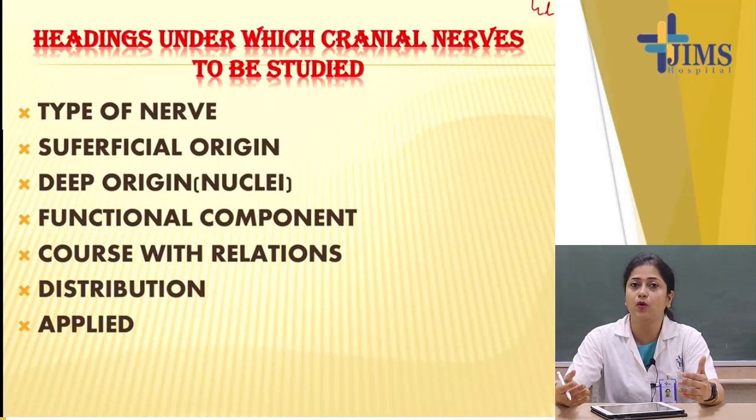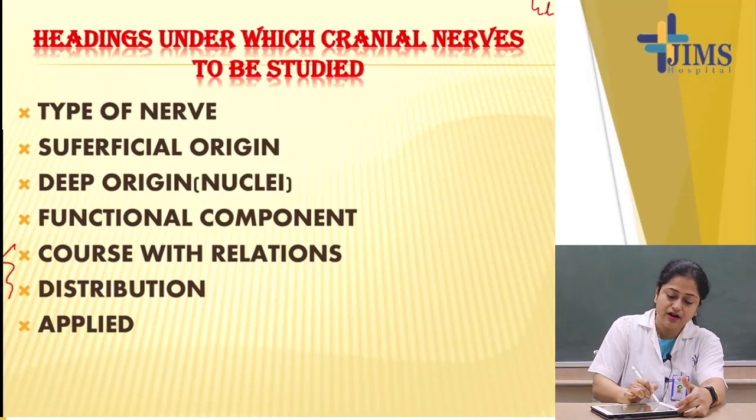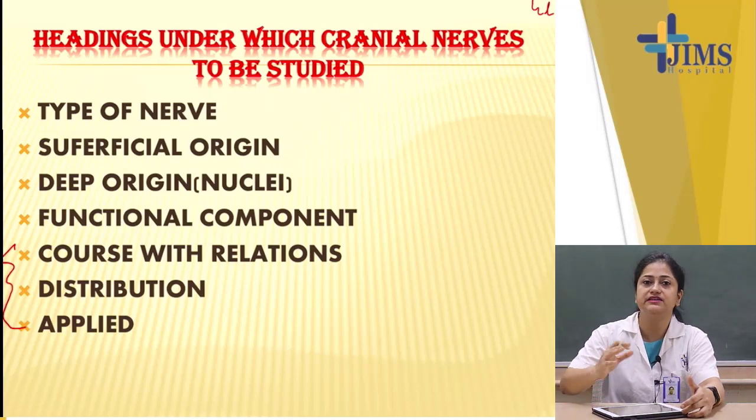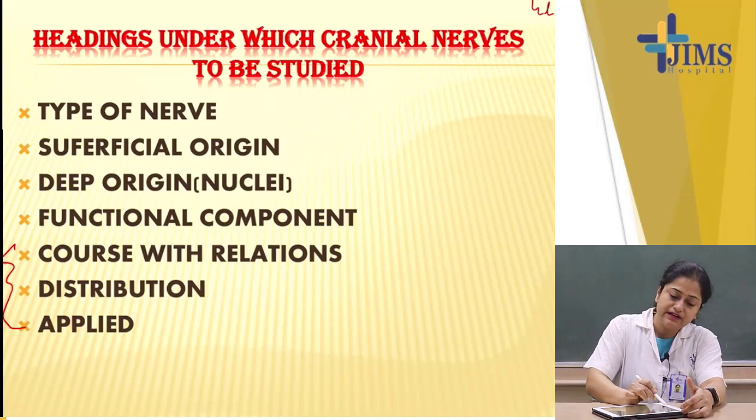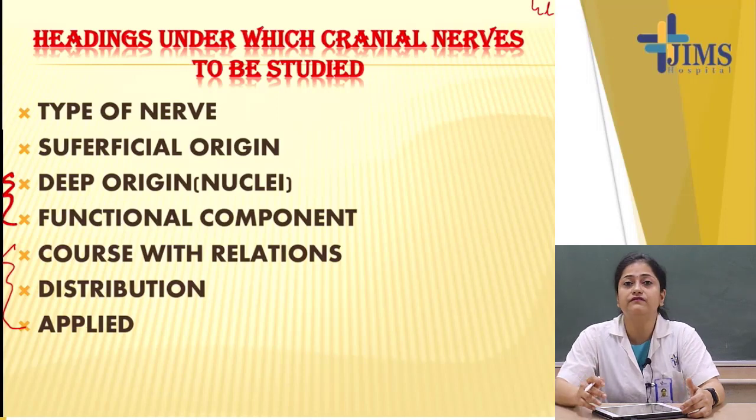Remaining portions are the course and the relation, the distribution, that means the branches, and lastly the applied importance. These last three components we will discuss when we are discussing individual cranial nerves. So today we will discuss the deep origin and the functional components.